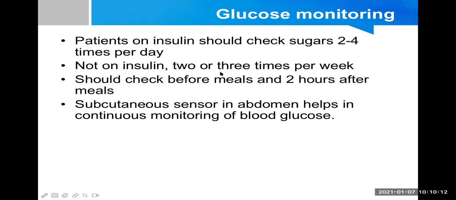If they are not on insulin, 2 to 3 times per week is enough. For example, in type 2 diabetic, okay, they don't need to go for such frequent blood sugar checking. Patients should check blood sugar or glucose before meal and 2 hours after meal. And subcutaneous sensors in the abdomen are available. They help in the continuous monitoring of blood glucose these days. This is a relatively advanced type of monitoring, but they are available.